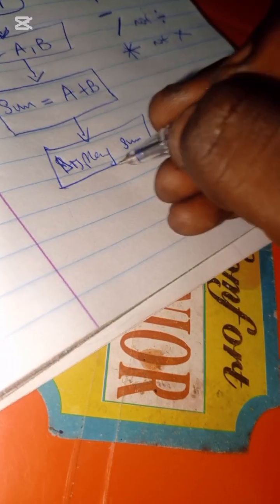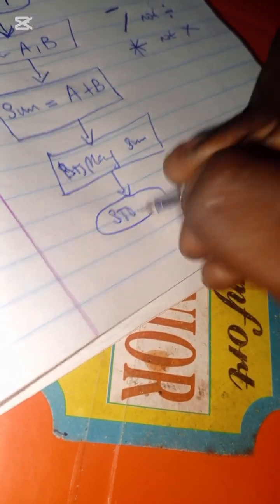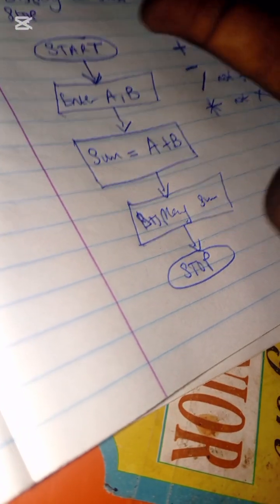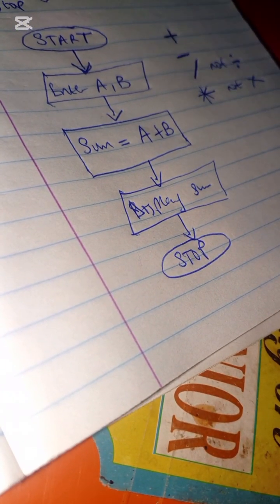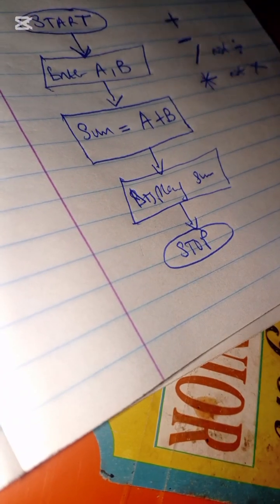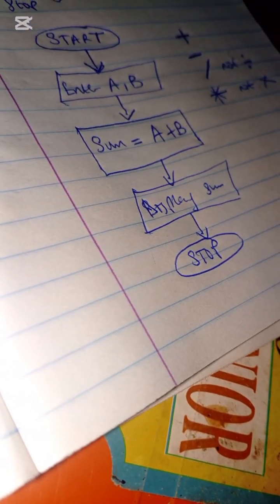Then don't forget to stop your program. So you stop. When you run this now and you input any two values, the computer will be able to calculate the sum of the two inputs and display the sum. So I hope you get that. Let's see the second example.